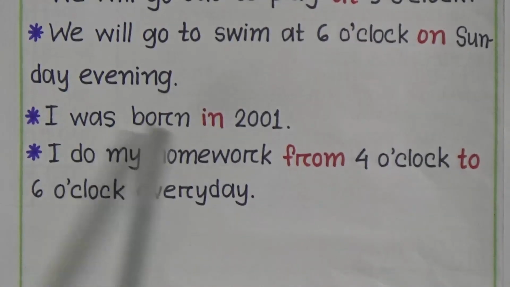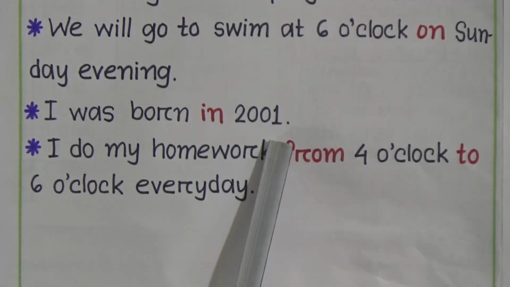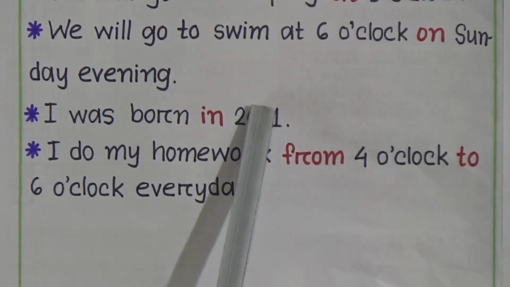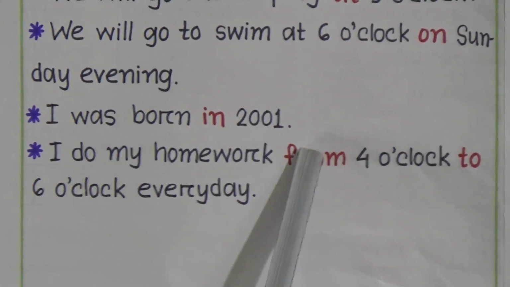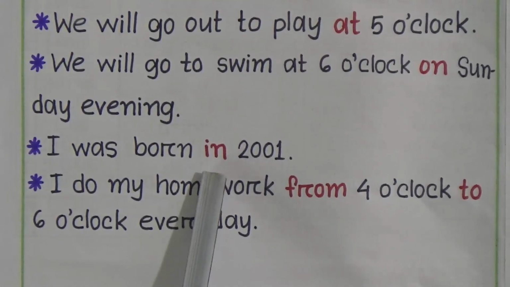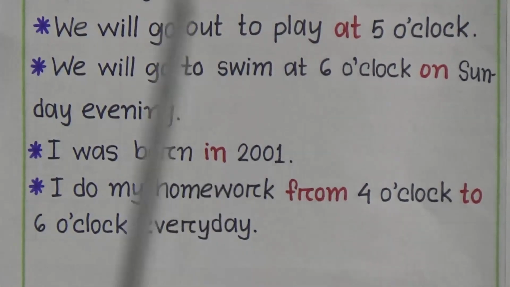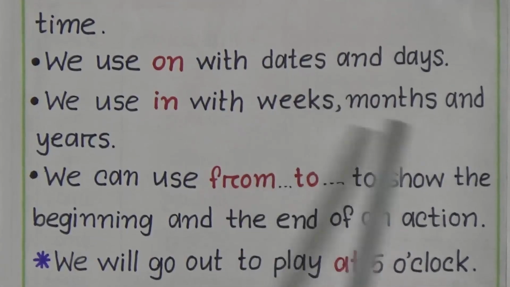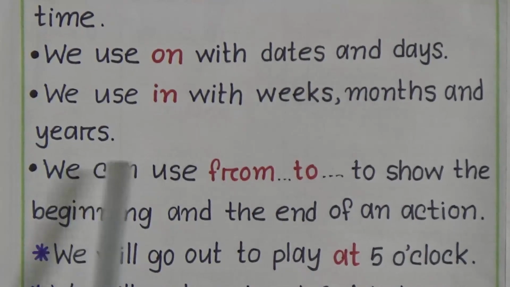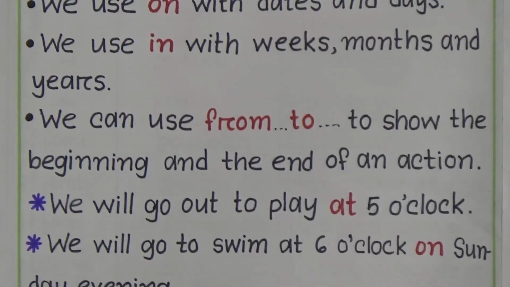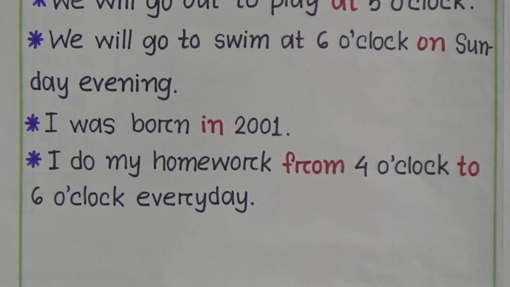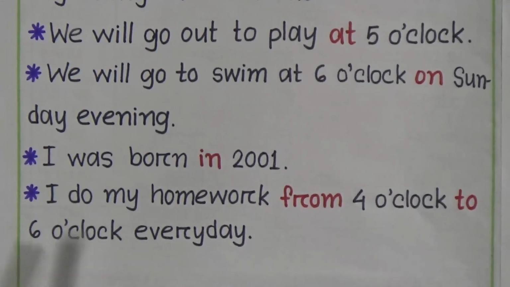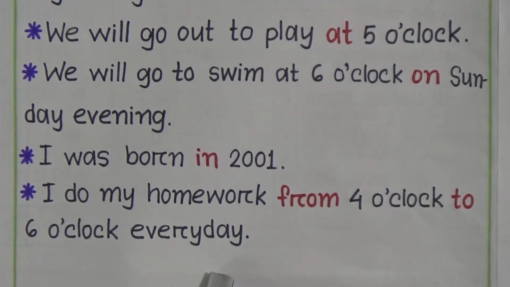Next, I was born in 2001. Here we find a year, and before a year we have to use in according to our rule. We use in with weeks, months and years. So 2001 is a year. Last one, I do my homework from 4 o'clock to 6 o'clock every day.